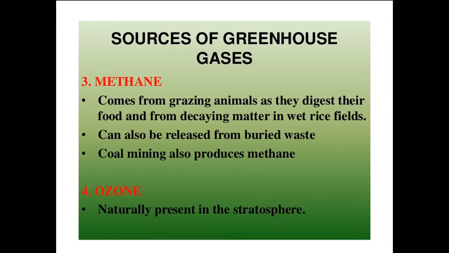Okay, methane, sources of greenhouse gases. Methane comes from grazing animals as they digest their food and from decaying matter in wet rice fields. It can also be released from buried waste. Yeah, so that's important as well. When you go to a slaughterhouse, the amount of waste which comes from a slaughterhouse is quite phenomenal. It's not every part of an animal that's used, and obviously that's put away somewhere and methane can be released from that as well. Interestingly, coal mining also produces methane, and it's also naturally present in the stratosphere. Okay, so that's what we've got up there.